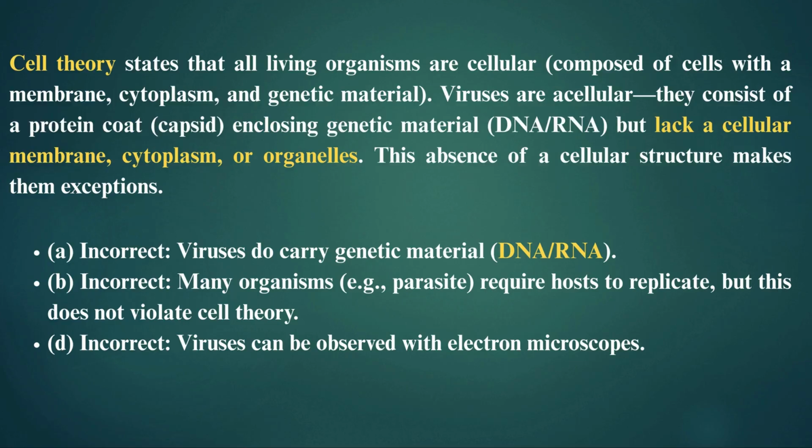Cell theory states that all living organisms are cellular, composed of cells with a membrane, cytoplasm, and genetic material. Viruses are acellular. They consist of a protein coat, capsid, enclosing genetic material, DNA/RNA, but lack a cellular membrane, cytoplasm, or organelles. This absence of a cellular structure makes them exceptions.